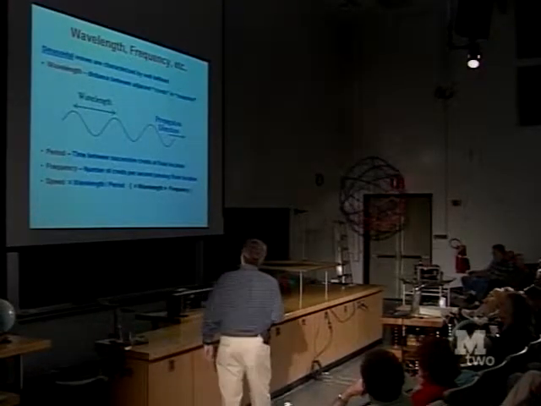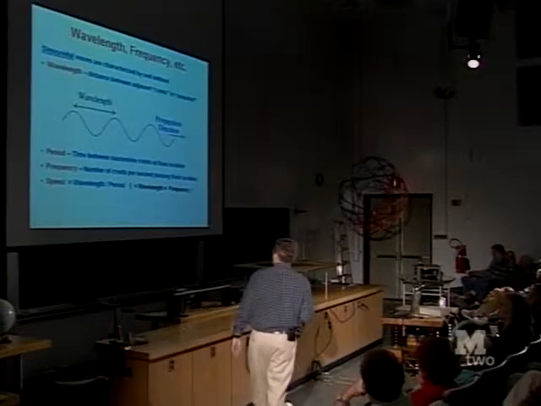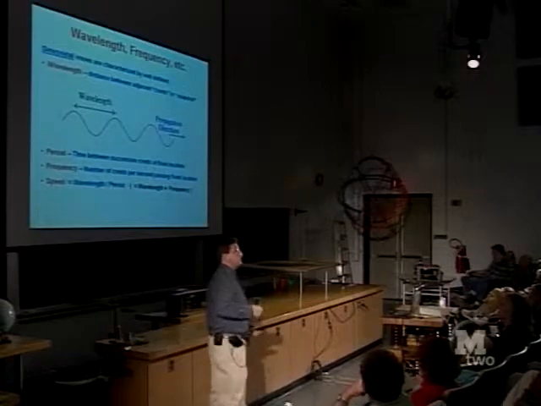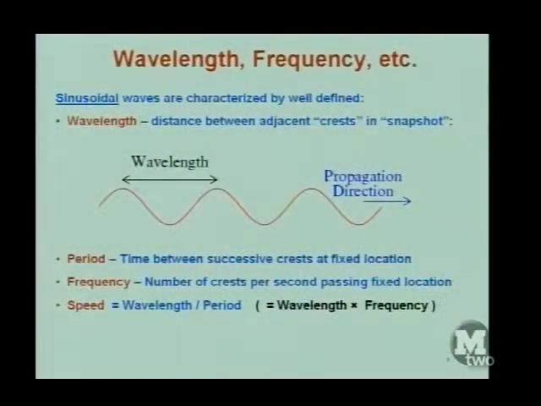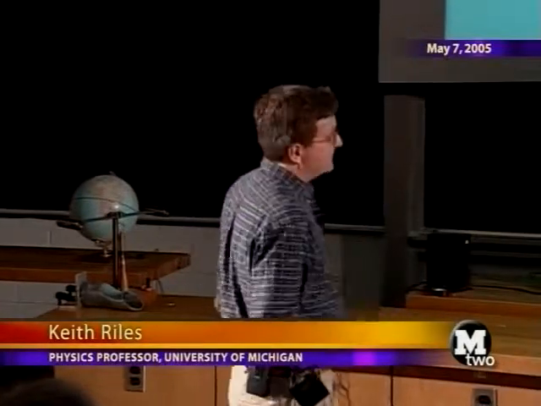The frequency is simply 1 over the period. It's the number of crests that pass you per unit time. And the speed is, of course, the wavelength divided by the period. Because if you imagine a wave passing by you, if it has a certain distance between the crests, and it takes a certain amount of time for one crest to pass you and then the next crest to pass you, then the speed must be the wavelength divided by the period. We also write it as the wavelength times the frequency.